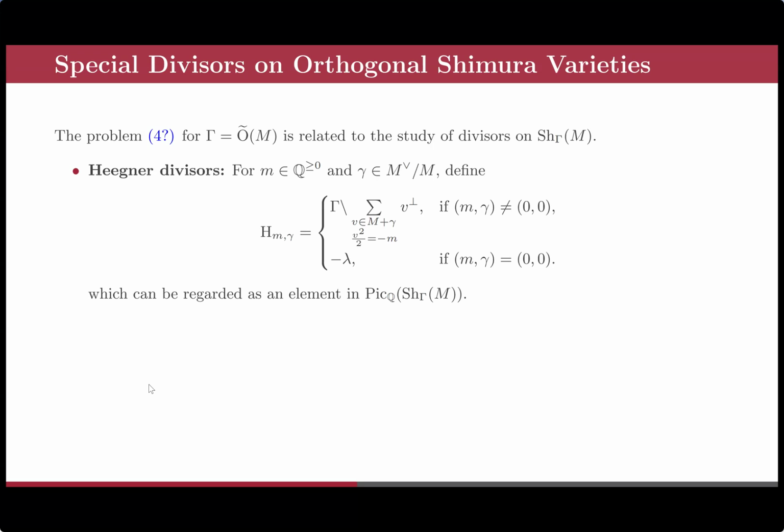So these natural cycles have numerical data. The numerical data is satisfied when V controls the self-intersection of V. So V now is a one-dimensional, negative definite subspace, so its norm is equal to -m. And when you consider its image in the discriminant group, it's actually gamma. So you just take such negative definite subspaces, take the natural cycle associated to each such subspace, and sum them together. This gives you the Heegner divisor. And when m and gamma are both 0, you take the Hodge line bundle, minus the Hodge line bundle. So this is the Heegner divisor.